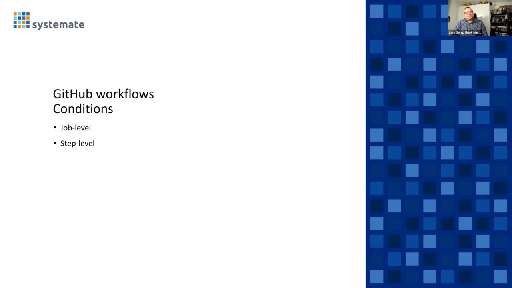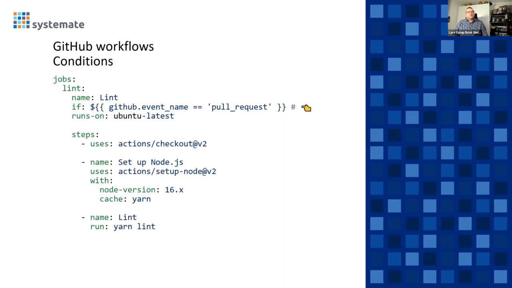We can also have conditions in workflows. There can be a condition on a job. For example, only run this job if this is a pull request. We can have conditions on a step. So that could be only run this deploy command if it's a push to the main branch. Here's an example of that. So our lint command, we only want to run it on a pull request. So we put the if with a conditional statement here on the job rather than on a step. So this entire job will be skipped if this is a push to the main branch, for example.